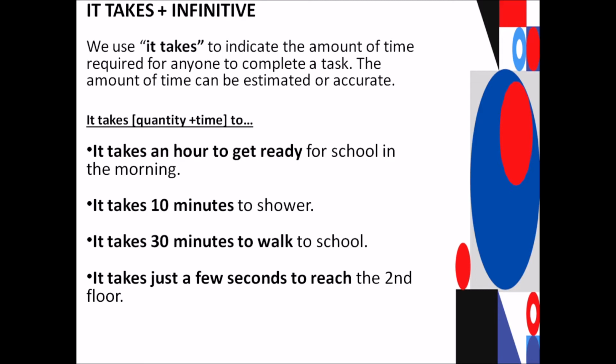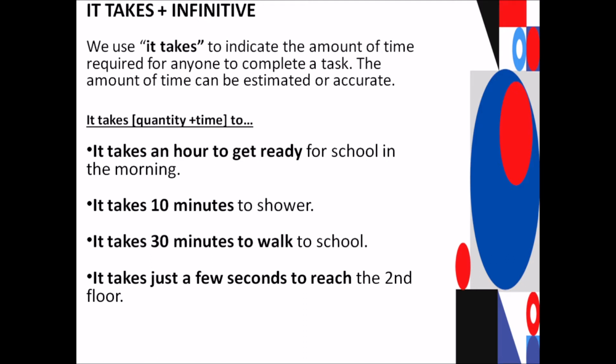And it takes 30 minutes to walk to school. So I know that anyone takes 30 minutes to walk to school. I take 30 minutes to get to school, or you can take 30 minutes to get to school. Okay, your friend can take 30 minutes to get to school. And the fourth example: It takes just a few seconds to reach the second floor. So it's really quick for me to go to the second floor. Just climb the stairs, go upstairs, or take the elevator.